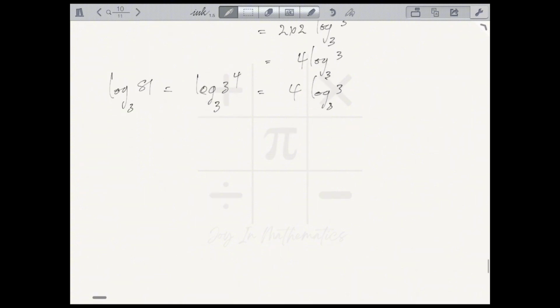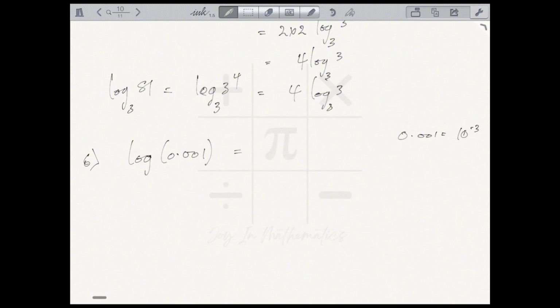Okay, let's take a final example on this. So we have log 0.001. We don't have a base, so it will be taken as base 10. So 0.001 is equal to 10 raised to the power of minus 3. So this will give us log 10 raised to the power of minus 3. When we apply the power law to this, we will have minus 3 log 10.